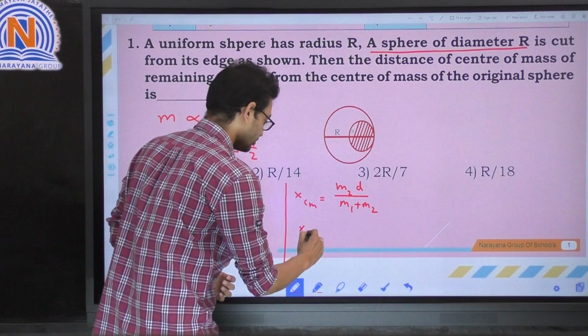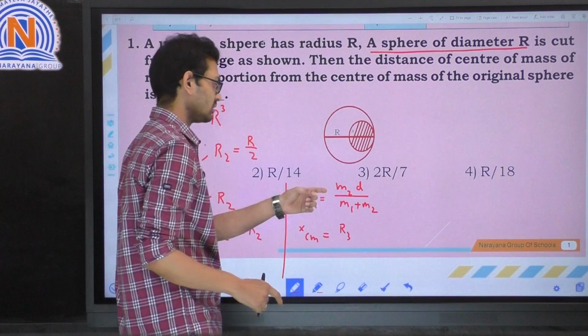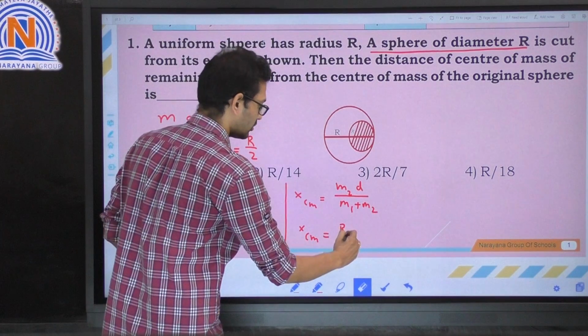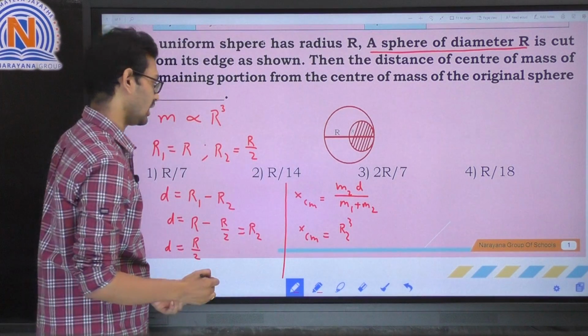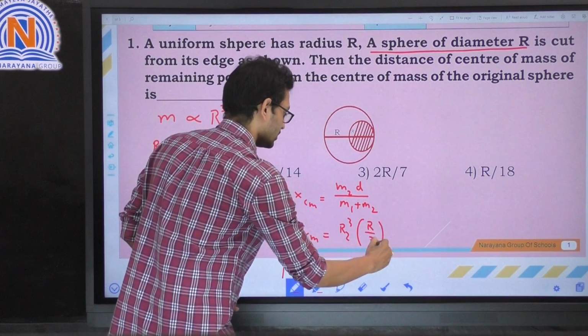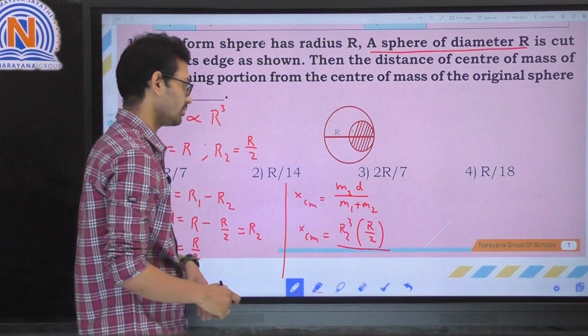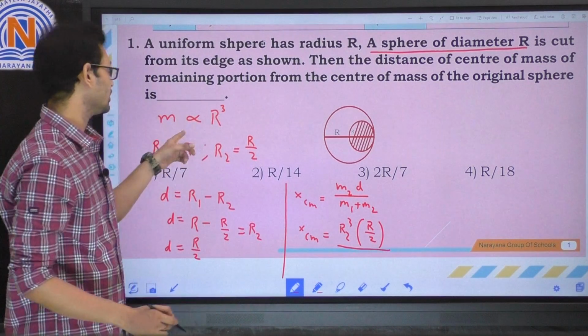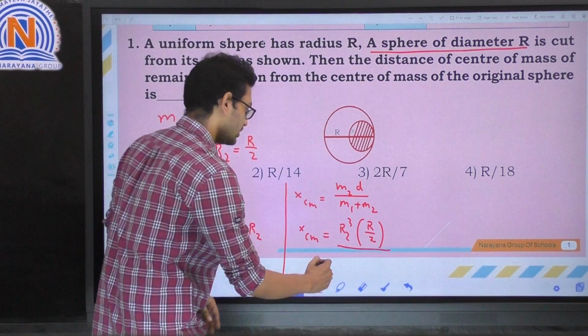So x center of mass is going to be equal to r2 cube into d. d is, as we got, r by 2, so in the place of d I am substituting r by 2. Now we have m1 plus m2 in the denominator. So m1 is also directly proportional to r cube, so m1 is nothing but r cube over here.